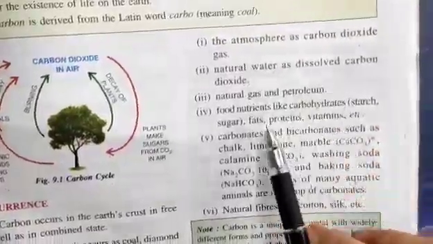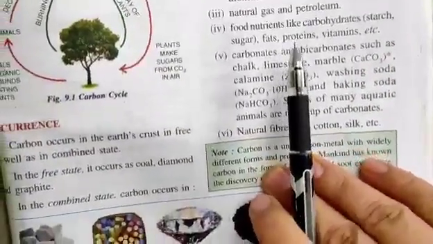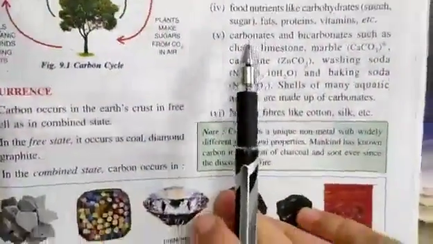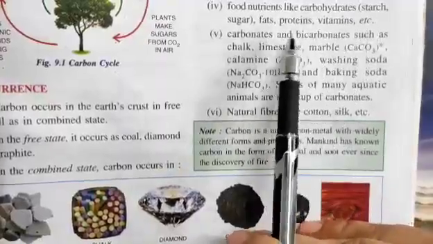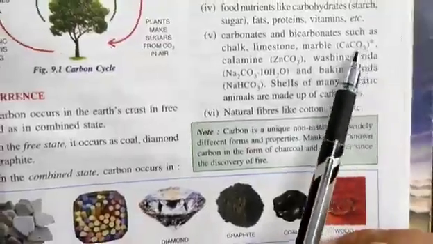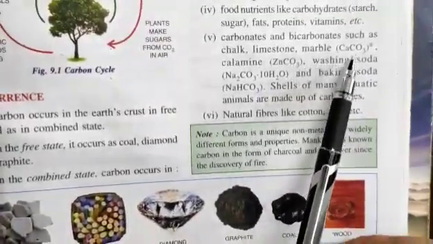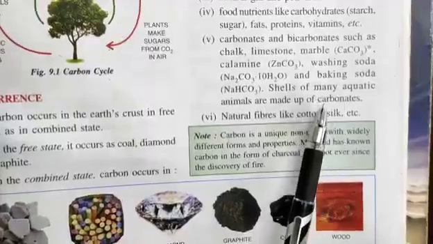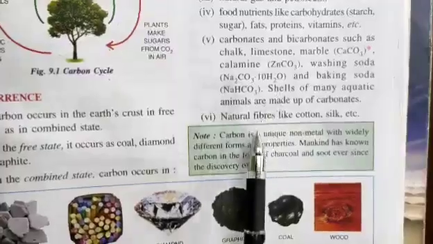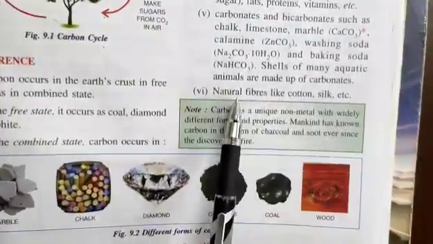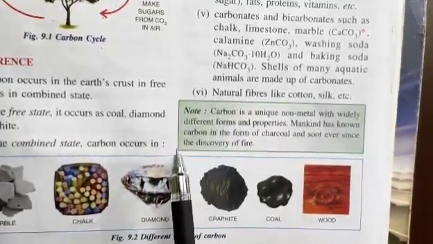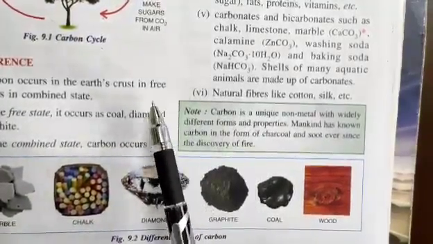in natural water as dissolved carbon dioxide, and in natural gas and petroleum, and also in food nutrients like carbohydrates, fats, proteins, vitamins. It also occurs in carbonates and bicarbonates such as chalk, limestone, marble, calamine, washing soda, baking soda, and the shells of many aquatic animals, which are made up of carbonates. Natural fibers like cotton, silk, etc. all contain carbon. So these are the ways by which you can get carbon in the free state as well as in the combined state.